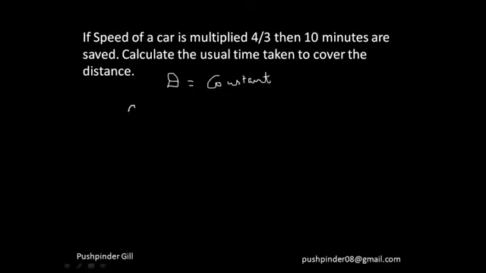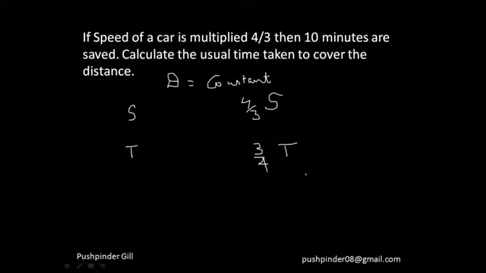So let's suppose it takes speed s and time t to cover this distance, right? Now my speed is getting multiplied by 4 by 3. That means my speed is becoming 4 by 3 s. So now if distance is constant and speed is 4 by 3 s, time will get multiplied by 3 by 4.